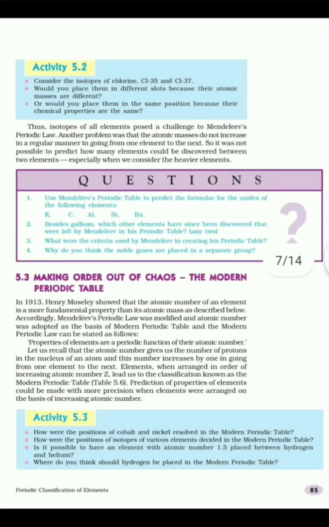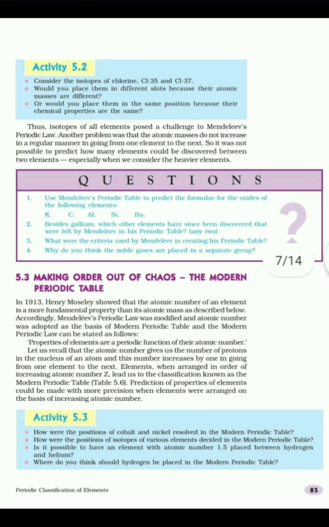Hello students. Up to this we discussed different attempts of different scientists for the classification of elements. In this video we will discuss the modern periodic table. In 1913 scientists became successful in finding the correct method for classification of elements. We have been using this method of classification for 100 years now. This method is the modified version of Mendeleev's periodic table.